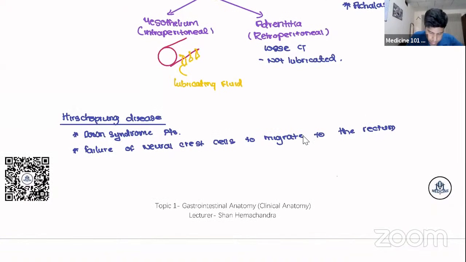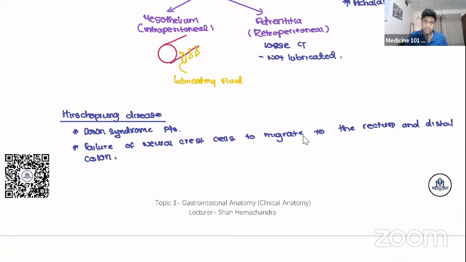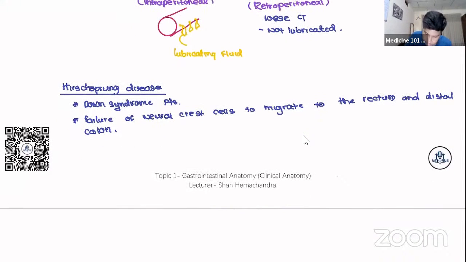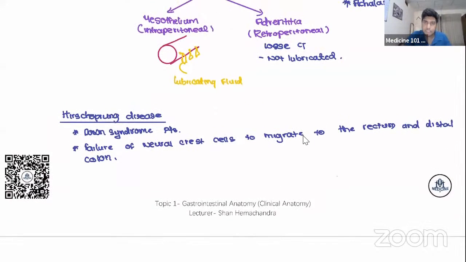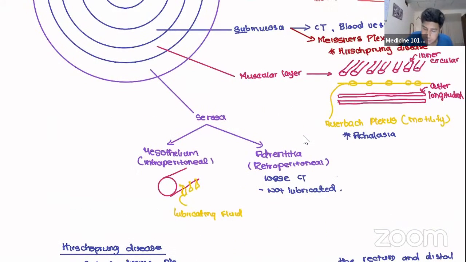I'll explain the statement. Okay. The disease is a condition in which there's a failure of neural crest cells to migrate to the rectum and the distal colon. Okay. What are these neural crest cells? This is under nervous system embryology. These are the structures which travel to different locations, such that it forms the adrenal glands. These cells, they go to different locations and they form these nerve plexus.